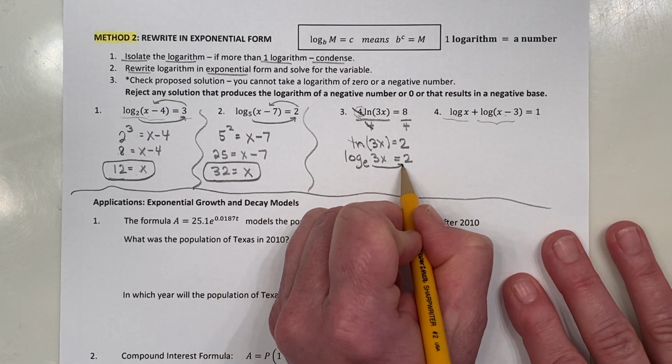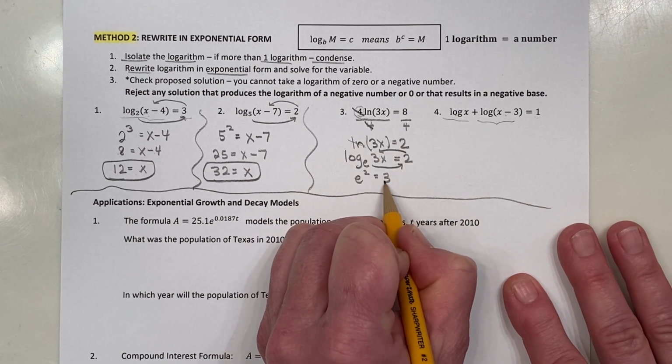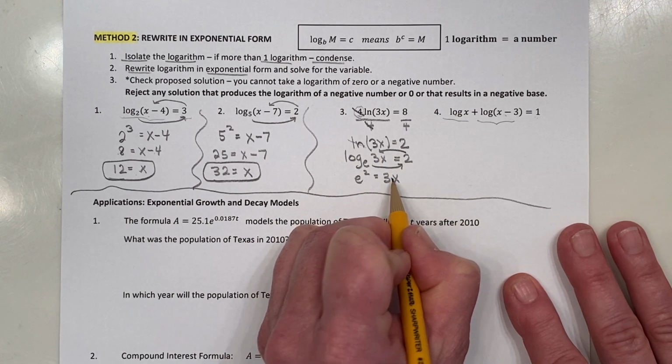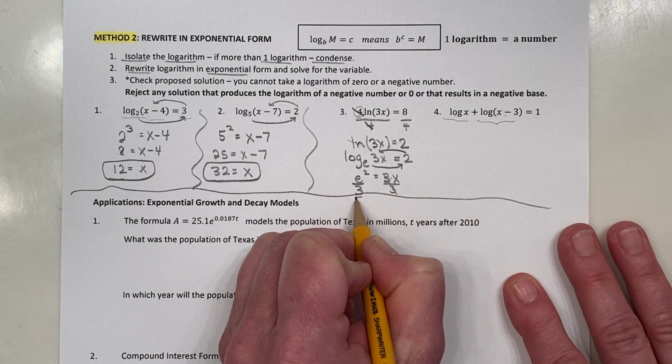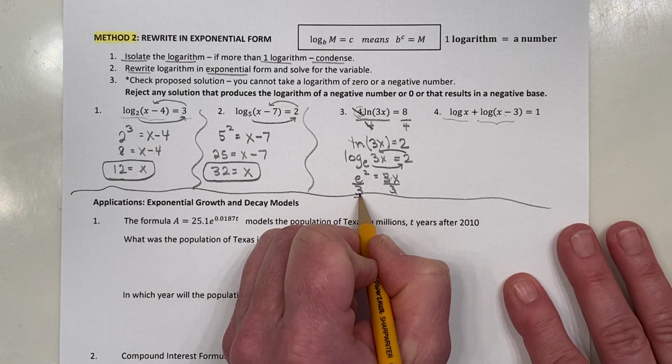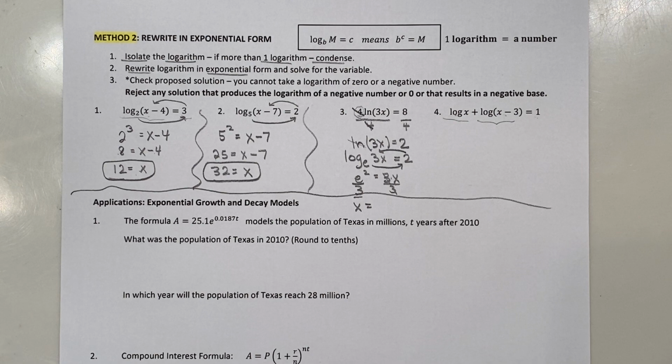So what I do, change it to an exponential. So e squared equals 3x. To get x by itself, let's divide both sides by 3. This is an exact answer right here. So you can just leave your answer like this, or if you prefer to change this to a decimal, I think I have that somewhere. I do not. I think it's 2.4 something.